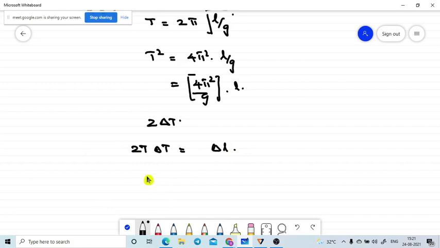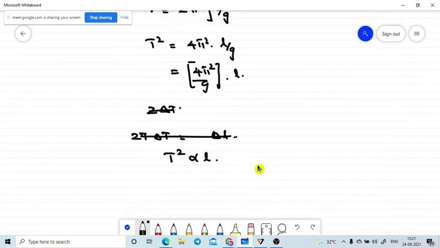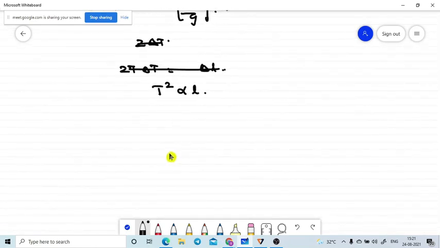After this, T squared is directly proportional to L. This is the formula. Now one concept is there for error measurement. How can you measure errors?